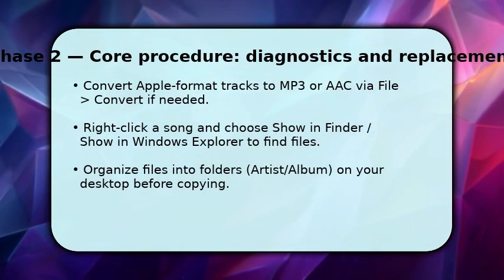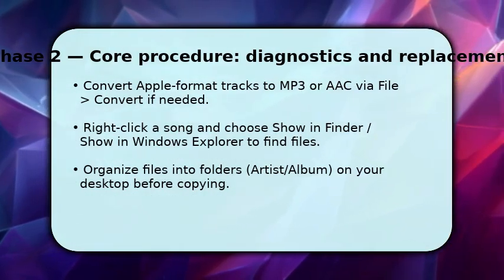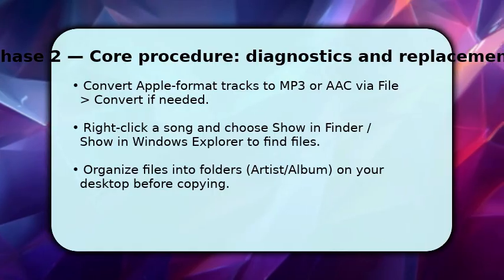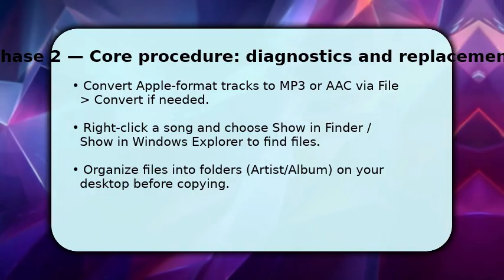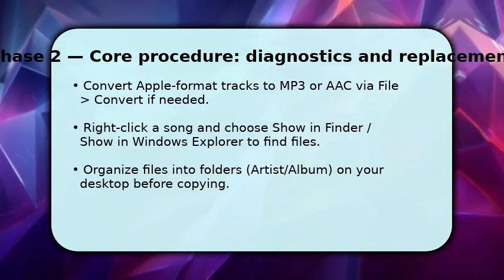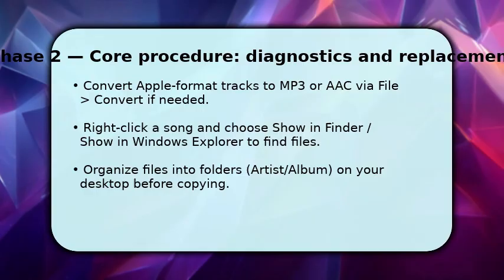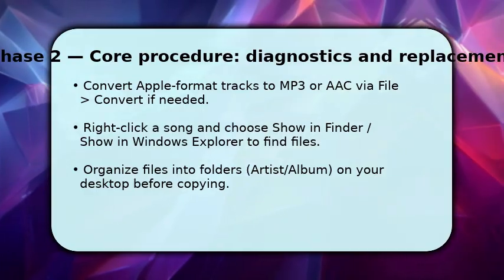If files are in Apple's protected format, or you prefer universal playback, convert them to MP3 or AAC using File, Convert, Create MP3 version, or Create AAC version. You do this because many devices won't read Apple-protected formats.